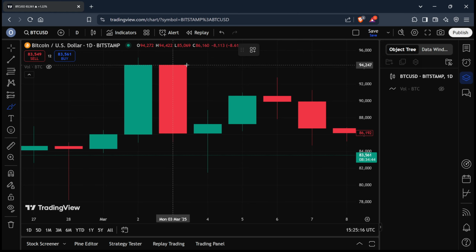It's very simple. Now you might be asking yourself, what are these wicks? Okay, so these little lines right here, we call those wicks.